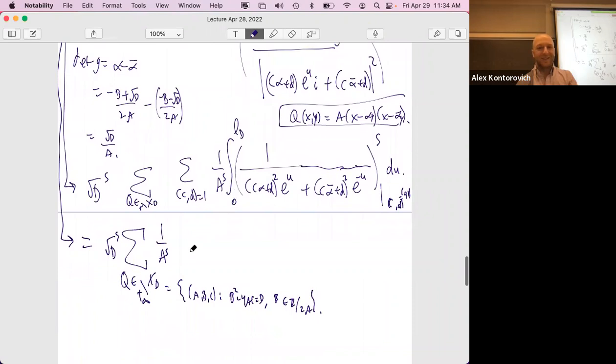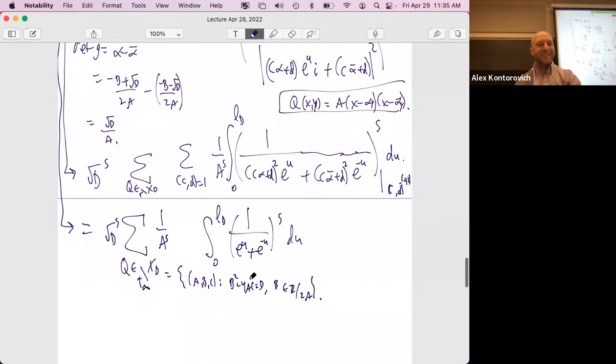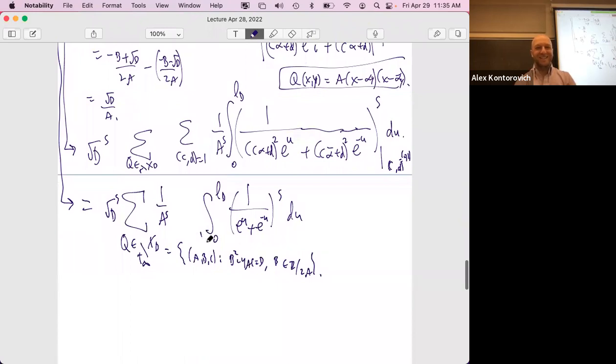Okay. That's right. We have something that's 1 over e to the u plus e to the minus u to the s du. But this doesn't depend on Q, so it just pulls out. Then I get this beta. And by the same reason as before, this comes to root d to the s times this integral. Let me call this integral I.